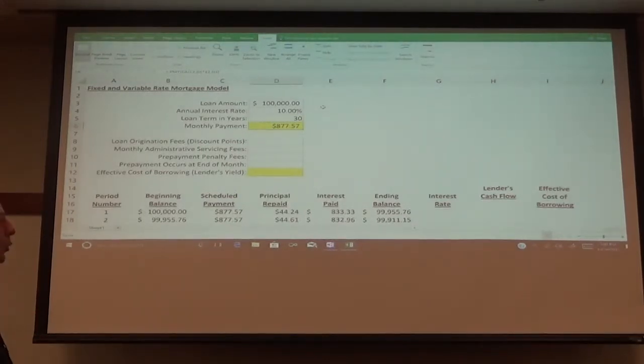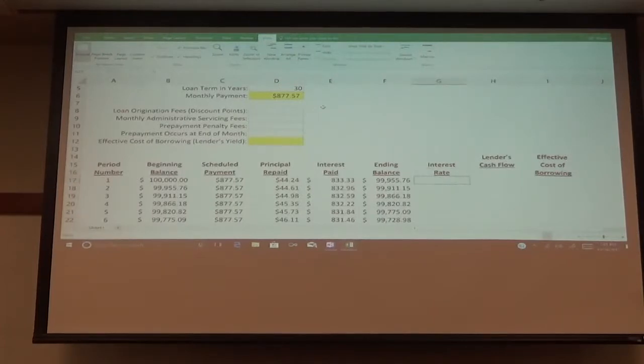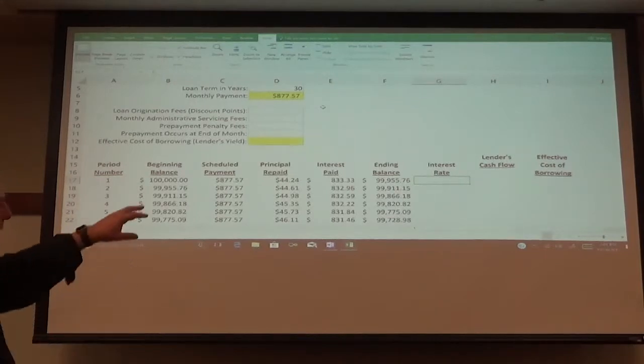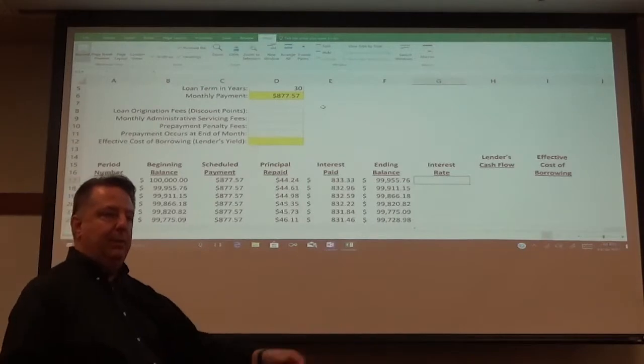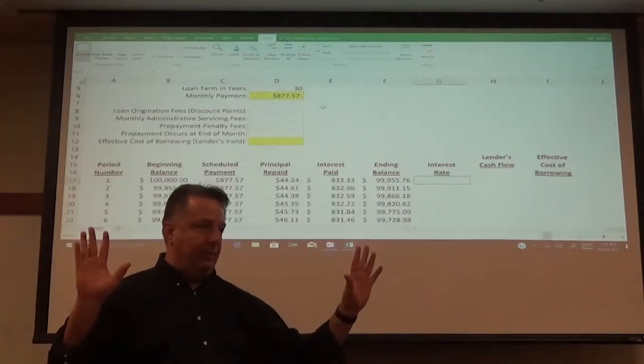Now what we're going to do is incorporate a couple of different things, and we're going to start off with the interest rate, specifically this column over here I've got for the interest rate. Here's what we're going to do. We're going to create this model so that you can change the interest rate for any month or all months, and then it will change the monthly payment, change the payoff term, everything.